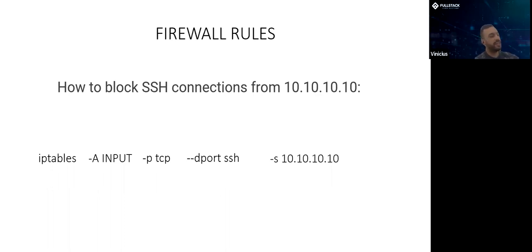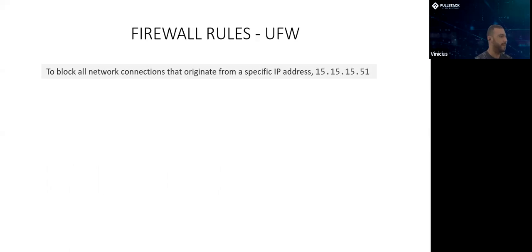Notice there's two dashes for dport. You guys don't forget that. And then -j DROP. I think we can also put 22 here, --dport 22. It might be the same thing, okay?